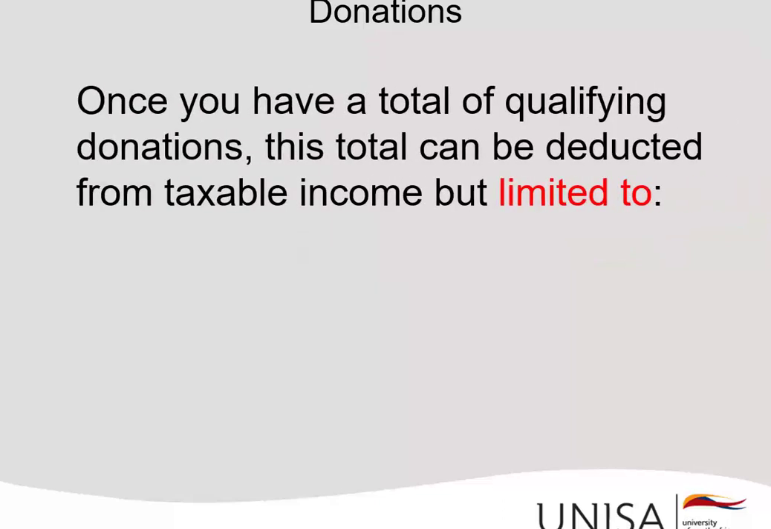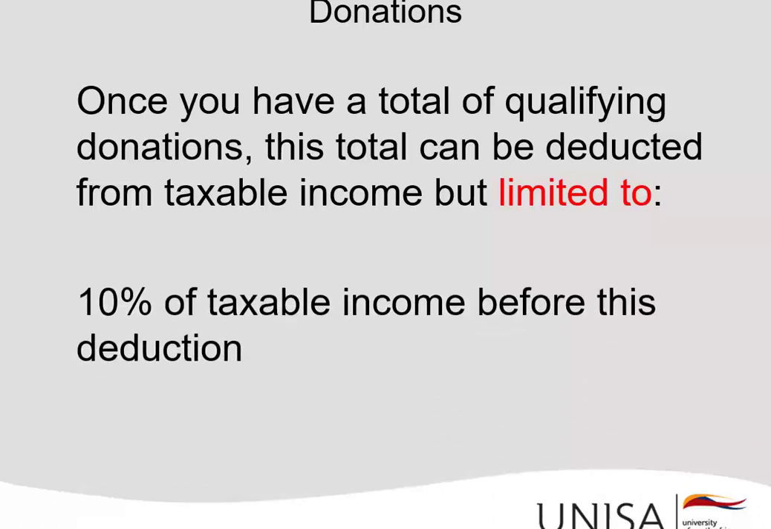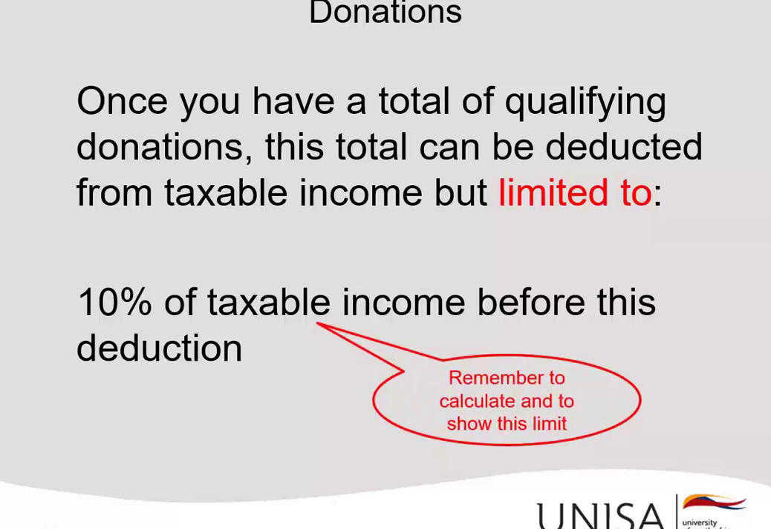Okay, so once you've got the total of all the qualifying donations, then it can be deducted from taxable income, but subject to a limit. And the limit is 10% of the taxable income before this deduction. And that's why I told you in the taxable income framework that you need to calculate the taxable income before this deduction, and you also need to show the calculation of the limit. So the use of the words taxable income doesn't earn you any marks. You need to show that you know it's the taxable income before this deduction.